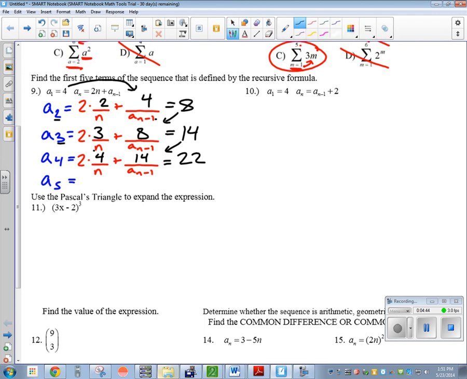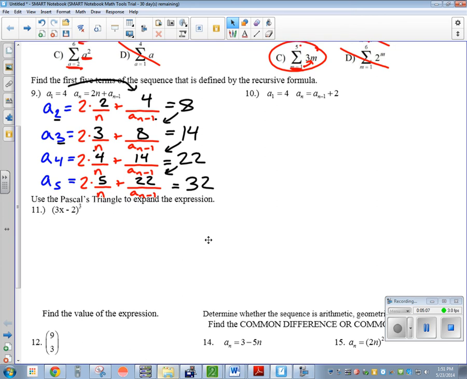My last one here, I am plugging in 5 for n. And a sub n minus 1, so in that case, it's 22, the last answer. So 2 times 5 is 10, plus 22 is 32. There are those problems. Make sure you understand how to do it. That is a problem sometimes kids have. Number 10, a sub 1 is 4. I'm finding a sub 2, a sub 3, a sub 4, a sub 5. My formula says I am taking a sub n minus 1 plus 2.